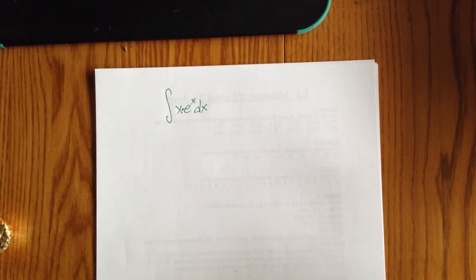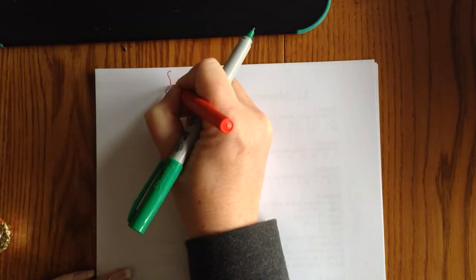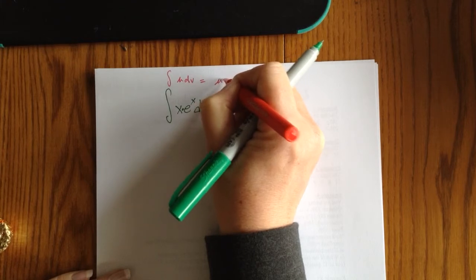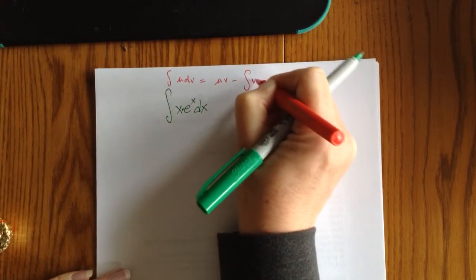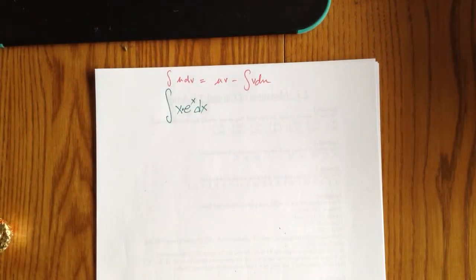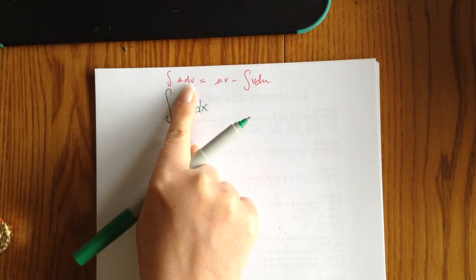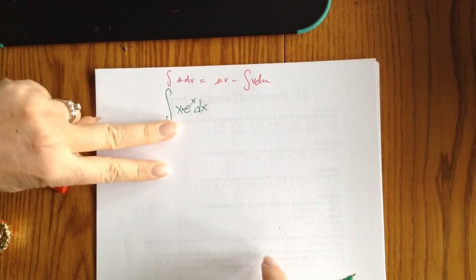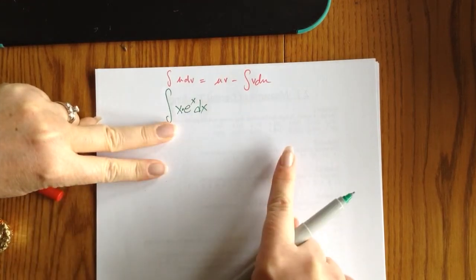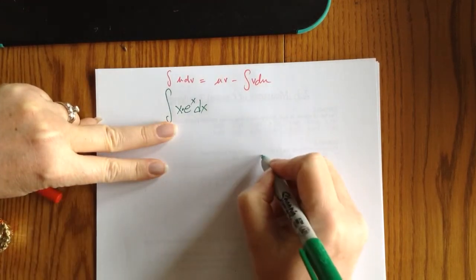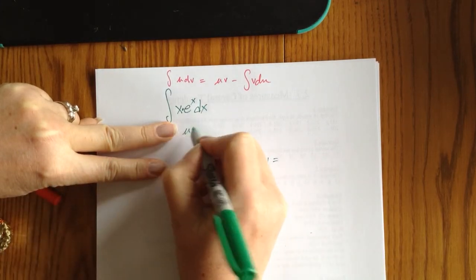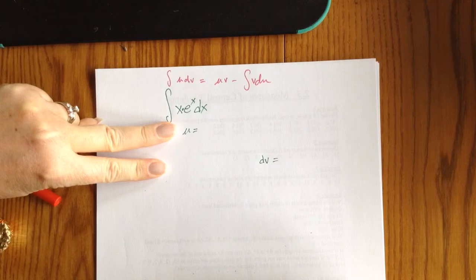Okay, so this part right here, according to our little formula, is the u dv, and we need to turn it into uv minus the integral of v du. So we need to choose a u and a dv. We actually start with the dv. Now, 2 lines here, people. 2 lines. Think 2 lines. On the second line, lower down, I'm going to write a dv equals. On the top line, higher up, and on the left, I'm going to write a u equals.